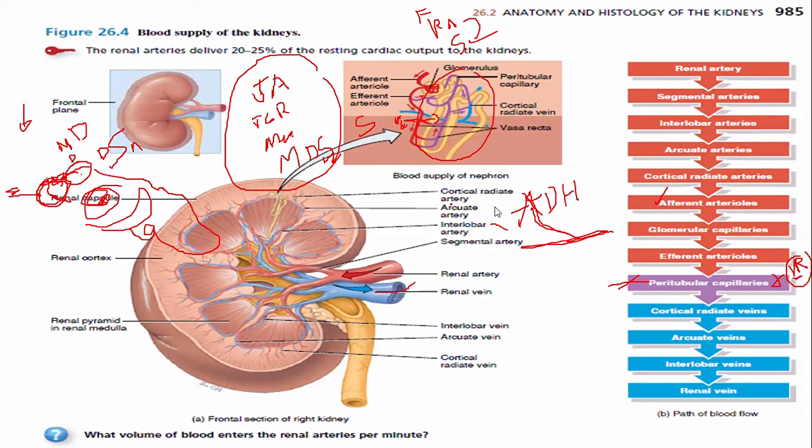So they will go back to the heart again, so that they will now be utilized by the body through the artery. Okay, so very good.